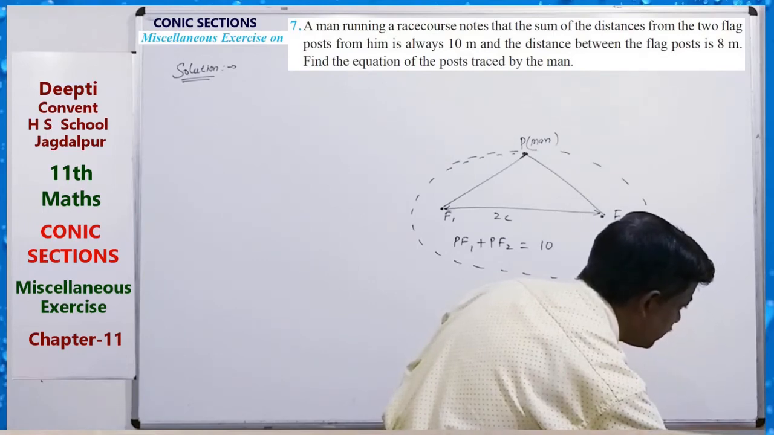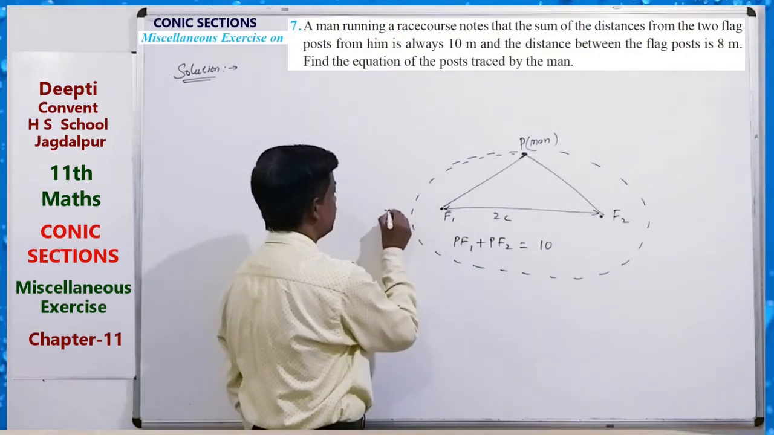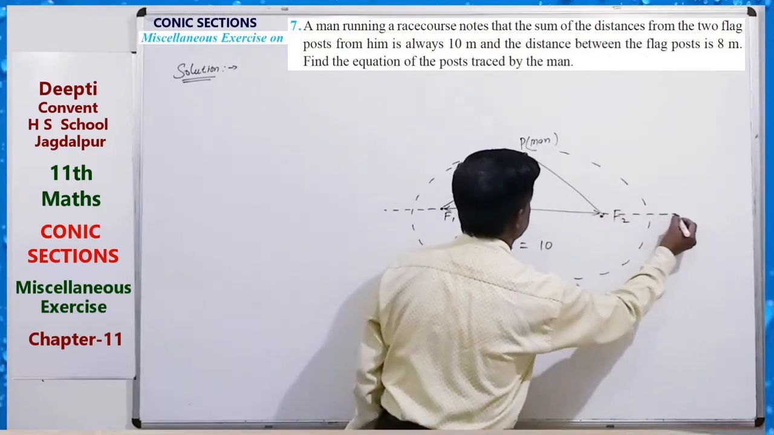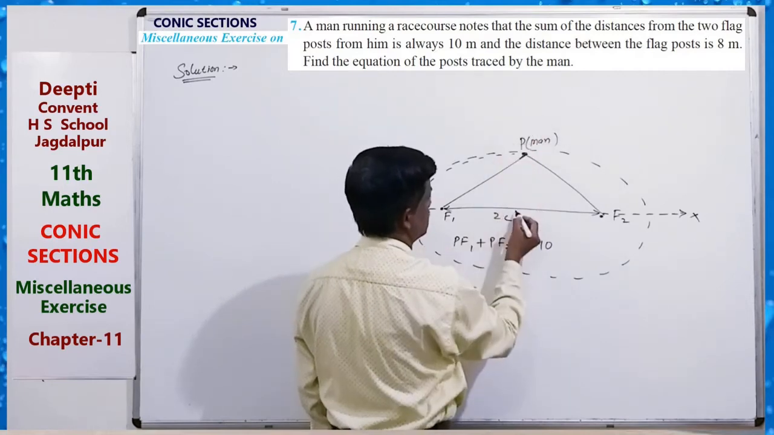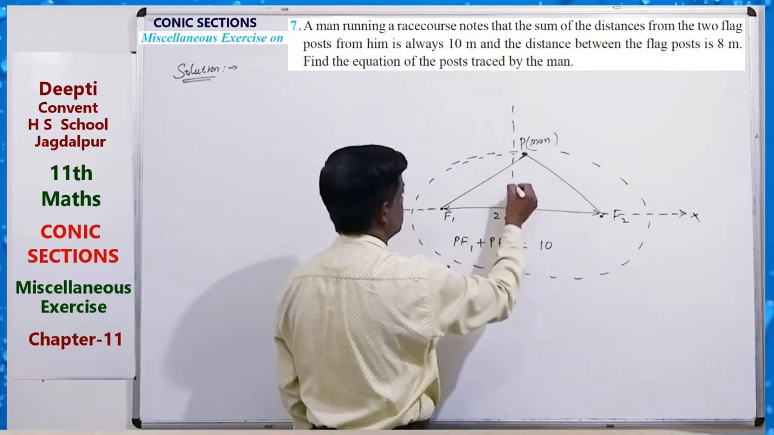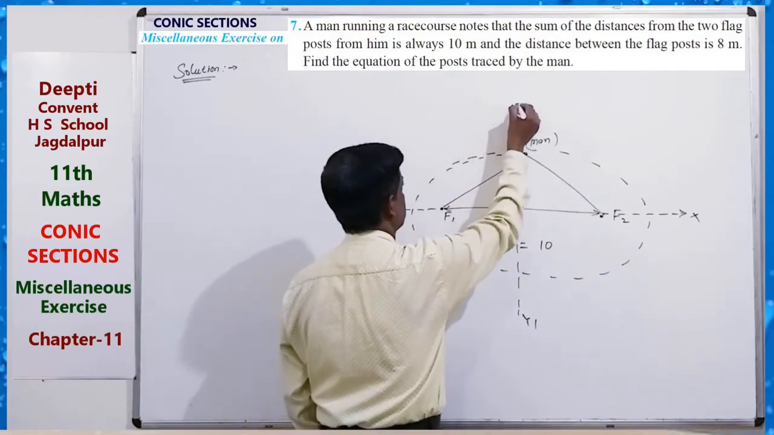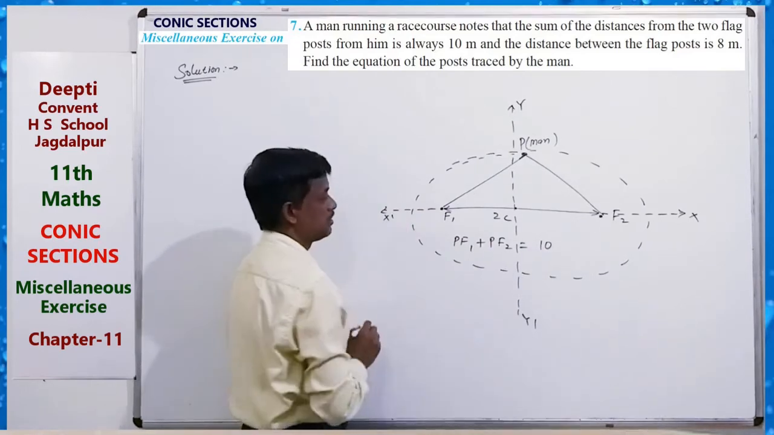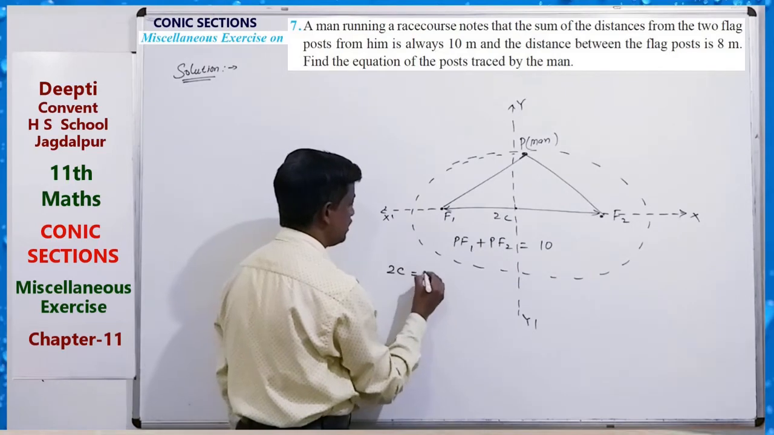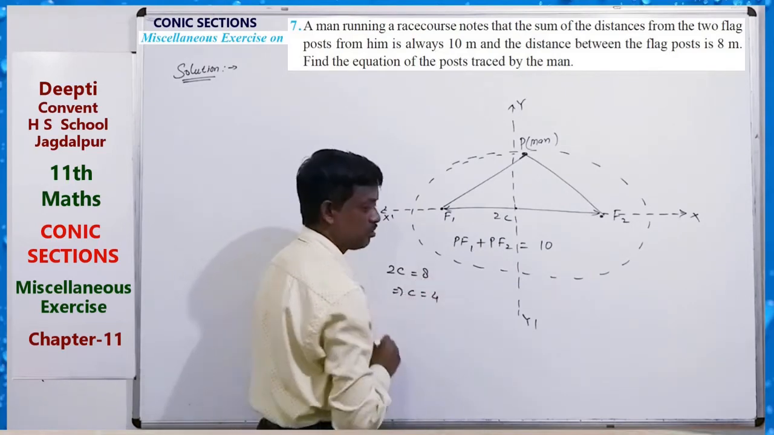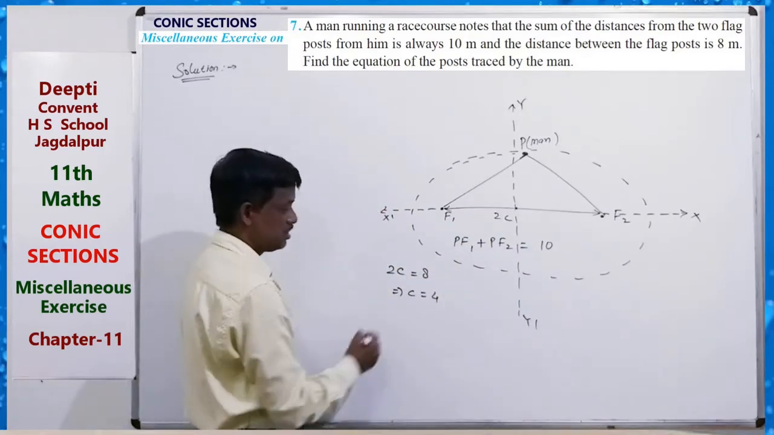8 and always 10, and we know that if this is the x-axis and this is the middle point and this is the y-axis, then this distance is 2c. So 2c equals what is given, 8. So c equals 4. This distance is 2c, which equals 8, so c equals 4.